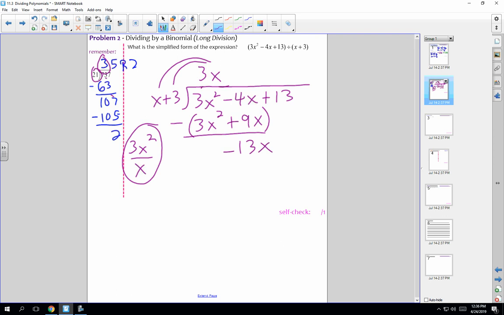So now we're at this stage. We're at the 107 stage. Actually, we're at the 10 stage, not the 107 yet. How did I get this 107 down there? What did I do? I brought it down. So guess what I do here? I bring down the 13. And we're almost done.